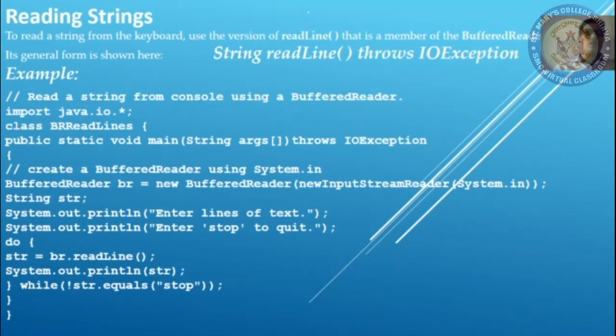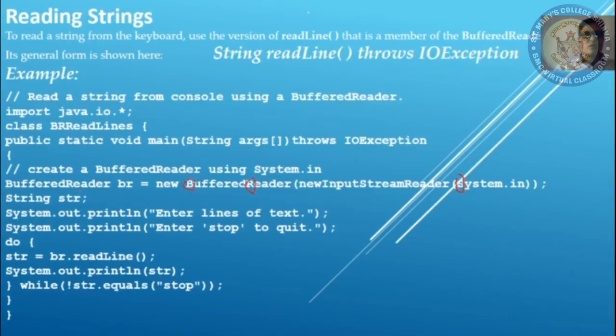Here import java.io.*. As we know, this is in a package. Now I'm defining the name of the class, BRReadLine, and afterwards the main method throws IOException, and creating a BufferedReader using System.in. BufferedReader br is equal to new BufferedReader of new InputStreamReader of System.in. Here System.in, the S should be capital. Please make a note wherever there are capital letters.